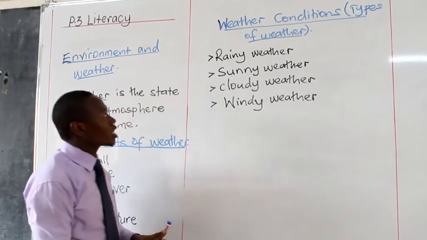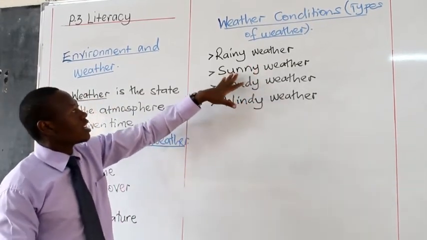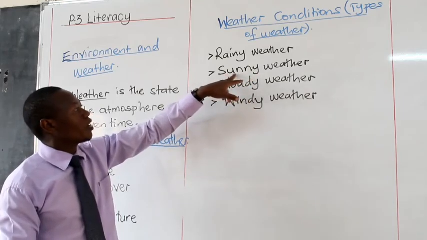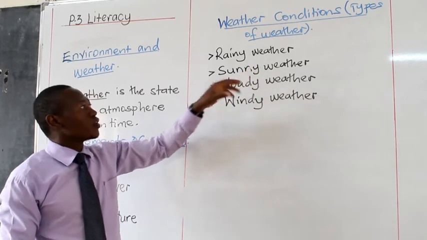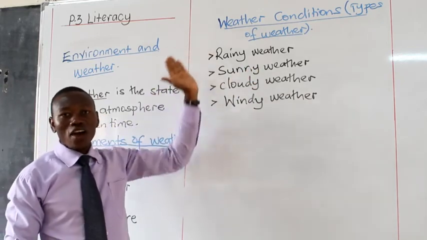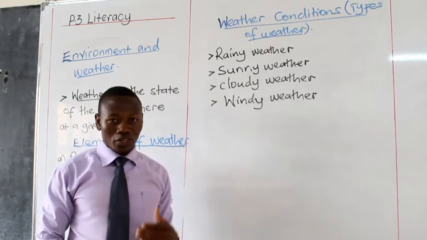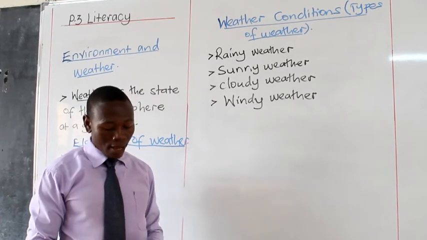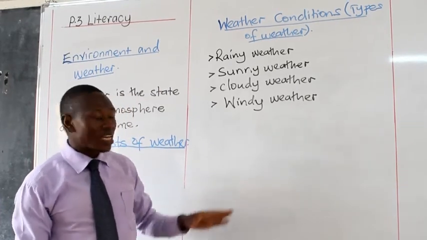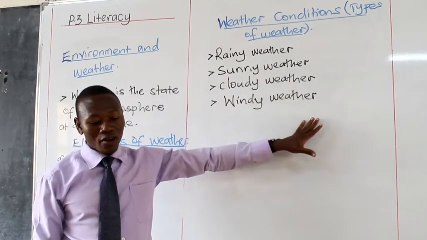So conditions or types have the letter Y added there in most cases, but sunny has two Ns, double N. So these are what we term as weather conditions. They are not the only ones, but as you go on to different classes, they will add on to the list to make them many. But for us here, these are the changes that we normally see around us.